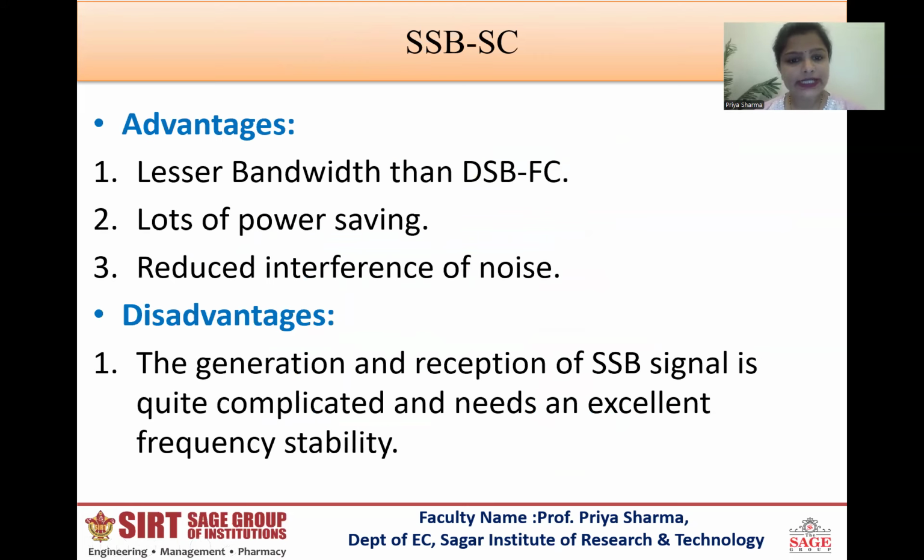Coming to the advantages: lesser bandwidth than DSB-FC, lots of power saving, as the power saving is half, and reduced interference of noise. The bandwidth of SSB is only FM, not twice of FM, because only one sideband is carried. And the bandwidth of DSB-SC, double sideband with suppressed carrier, is again twice of FM. Why? Because there only the carrier was suppressed, and in bandwidth calculation the carrier does not take part. Only the sidebands take part.